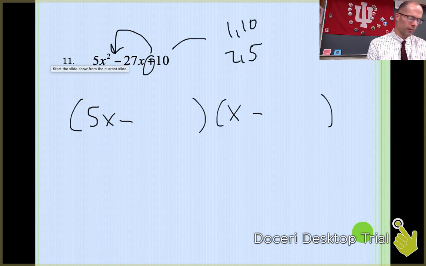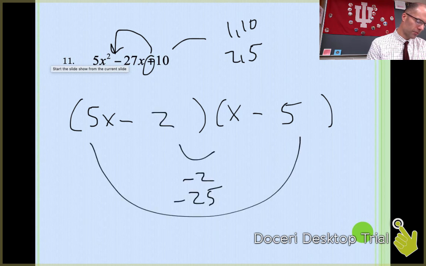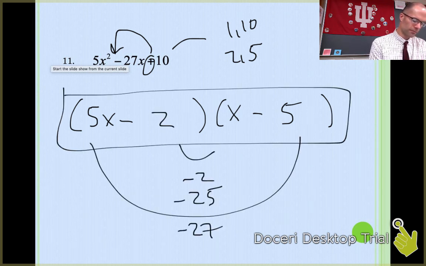Now, what do we want to get? We want to get a negative 27. So let's think about this. If I multiply 5 by 1, or 5 times 10, that's not going to give me negative 27. But if I multiply 5 by 5, that will give me negative 25, which is close to negative 27. So I'll put the 5 here, the 2 here, and let's just make sure that gives me that. So negative 25, negative 2 does give me the negative 27. Good.